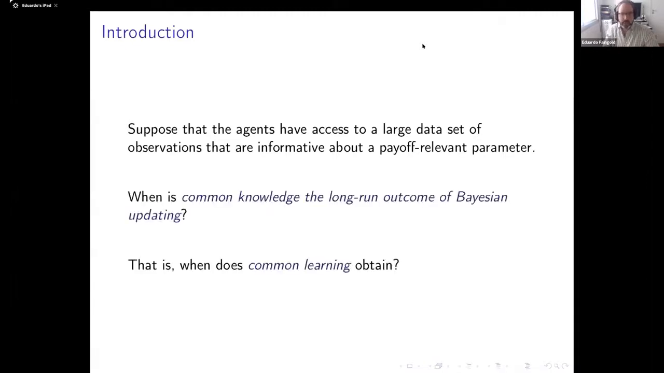So they get a lot of data about this payoff relevant parameter, and we want to know when it is that common knowledge is going to be the long run outcome of Bayesian updating. Everybody's Bayesian here. So we call that common learning: when common knowledge becomes the long run outcome of Bayesian updating.